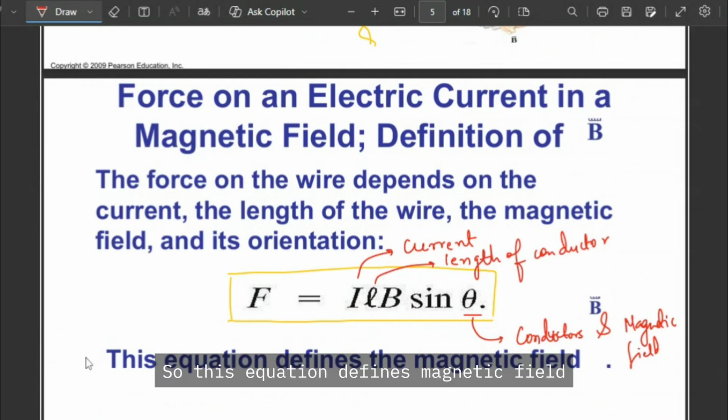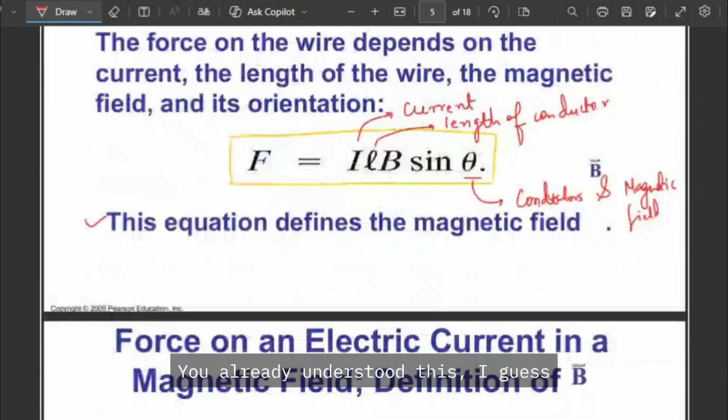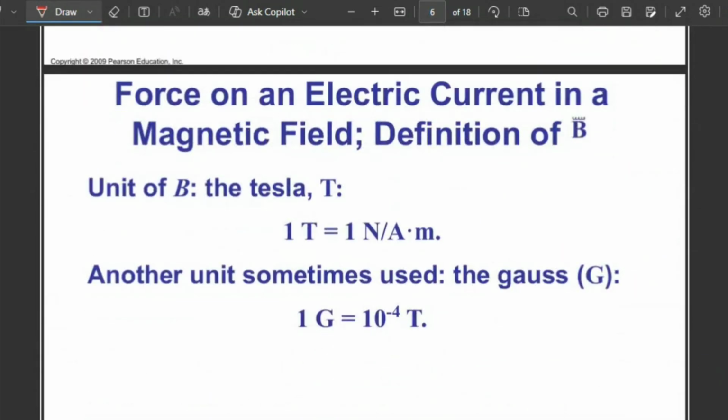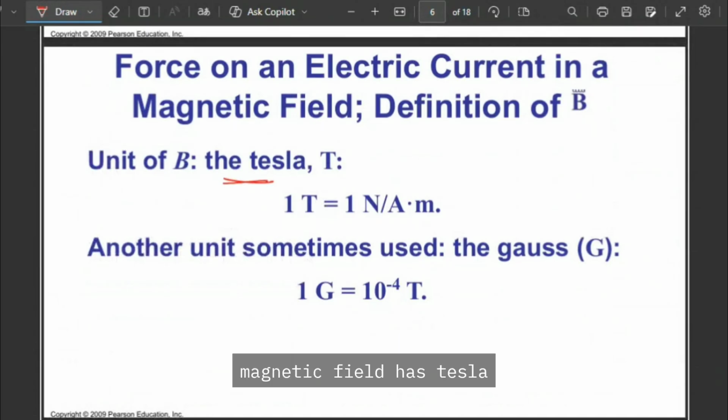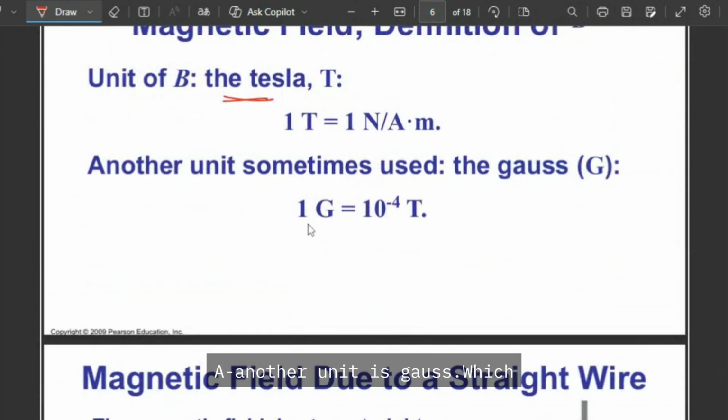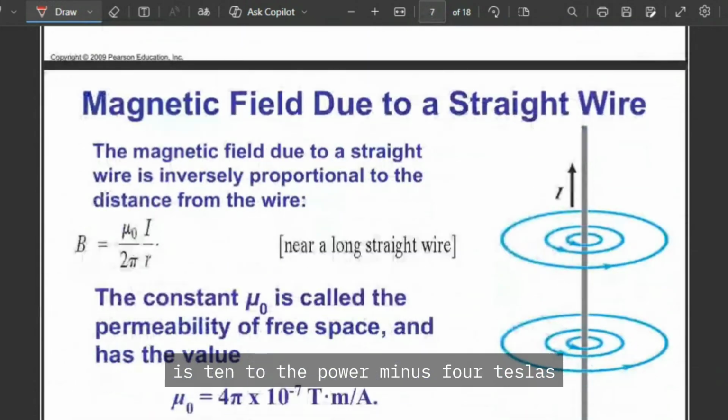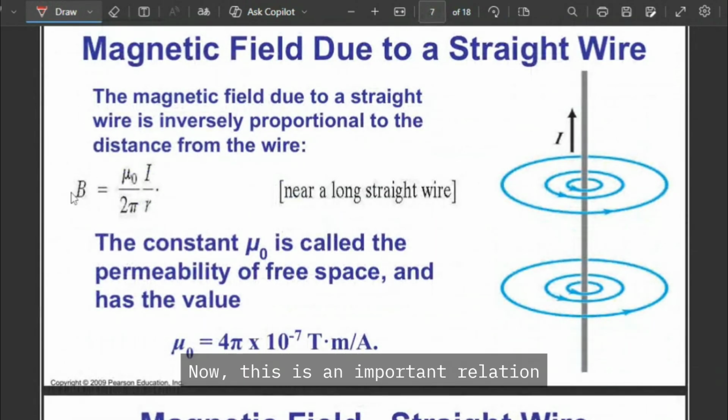So this equation defines the magnetic field. You already understood this, I guess. It's important to remember the unit. Magnetic field has the unit Tesla. Another unit is Gauss, which is 10 to the power minus 4 Teslas. Now this is an important relation.